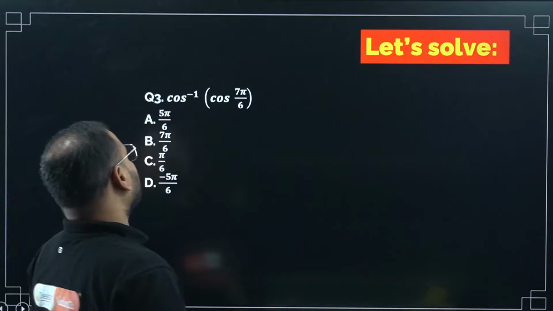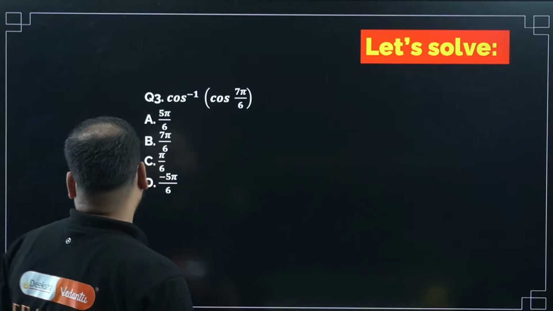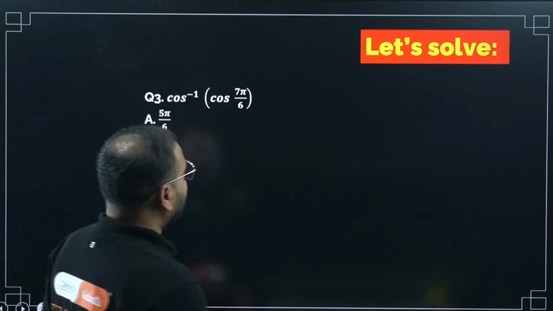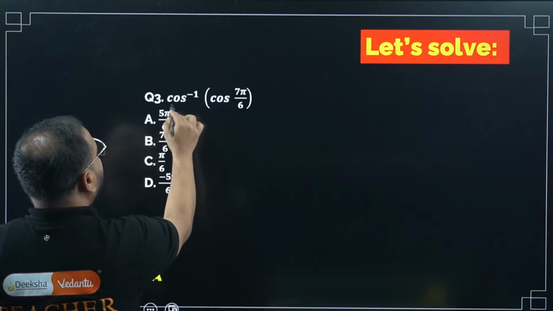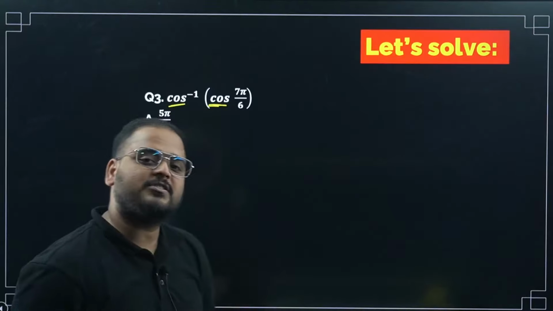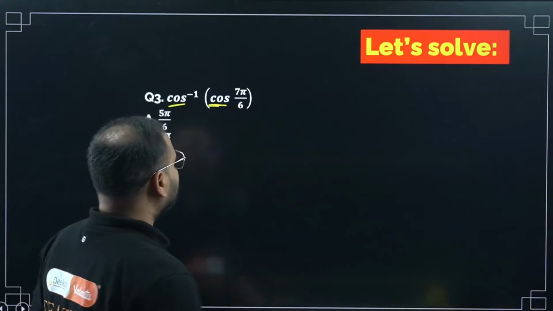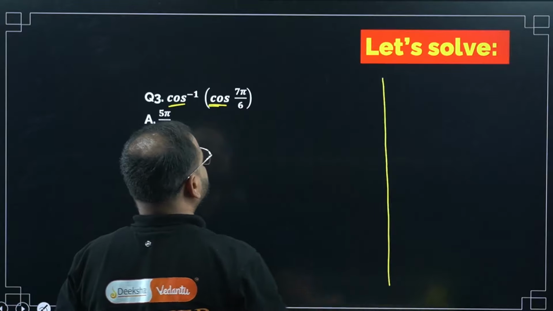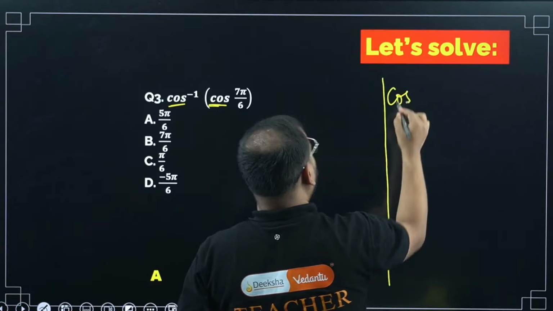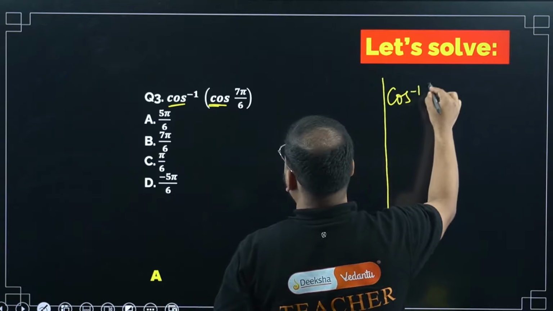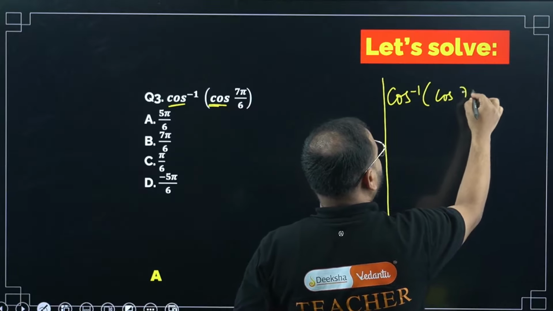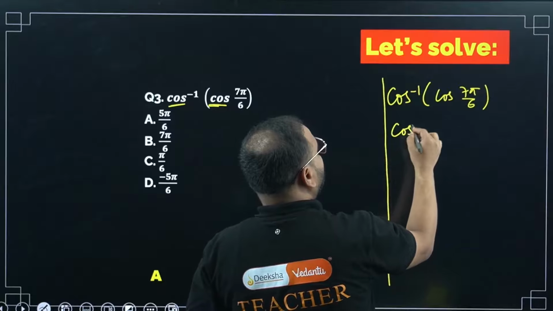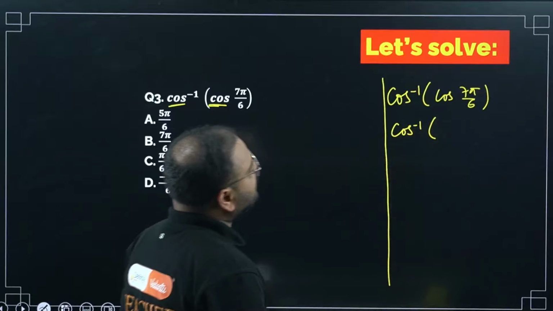Moving on to question number 3. Cos inverse of cos 7 pi by 6. Again, the inverse and the trigonometric functions are in pairs, so not a problem, right? So how can we go about this, sir? I can write this as cos inverse of cos 7 pi by 6. Very simple. Now cos inverse of, I can write like this, what?